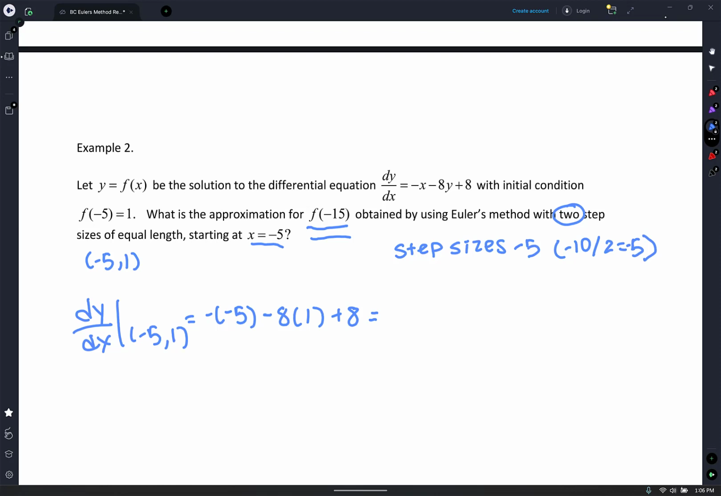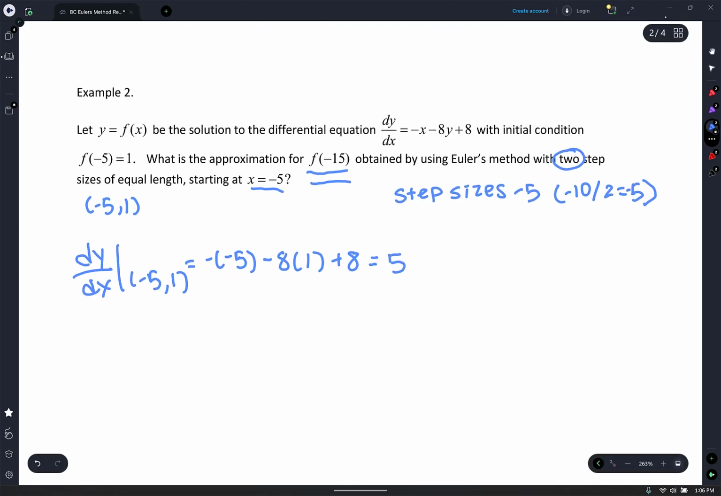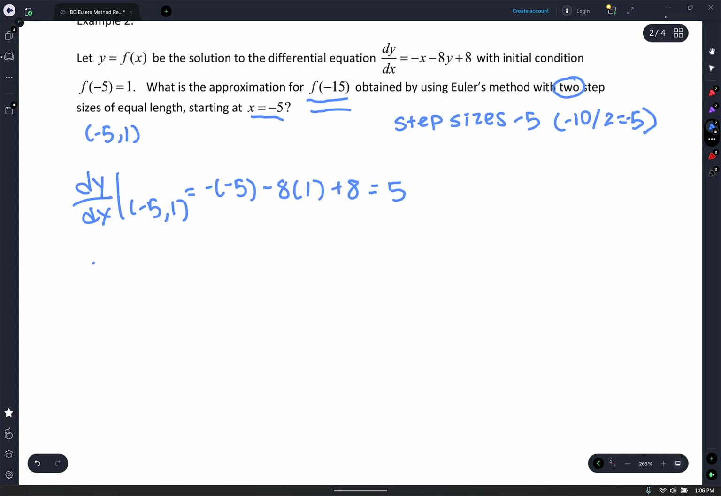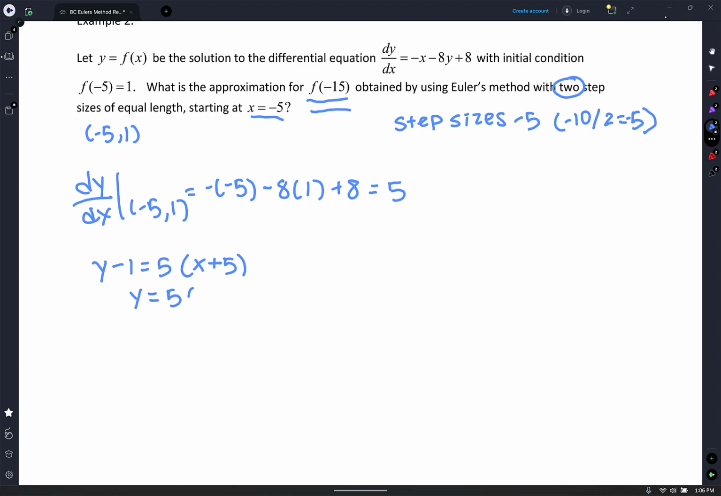Okay. So the way that I'll do this is just that this is 5, and then these two cancel out because negative 8 plus 8 is 0, so that's 5. So writing the equation using the point and the slope, point-slope, y minus 1 is equal to 5 times (x plus 5). Move that over to get y by itself.